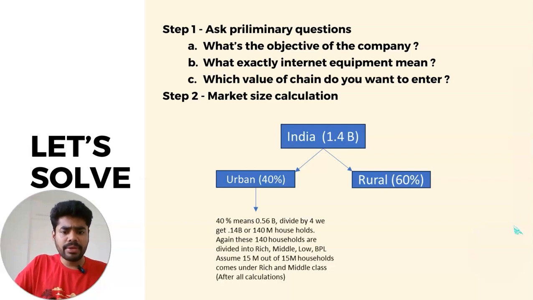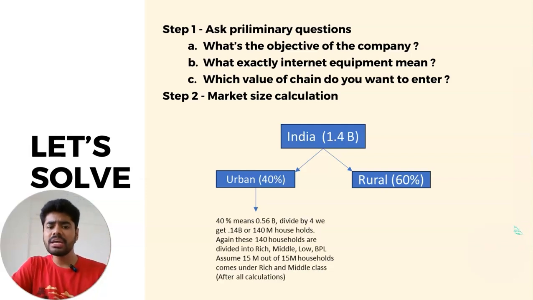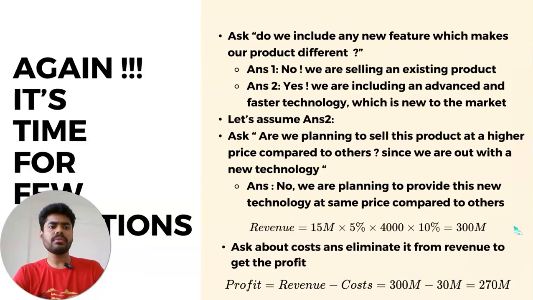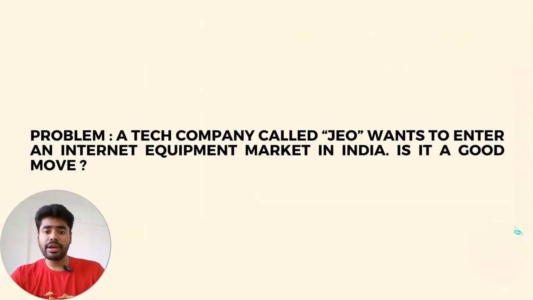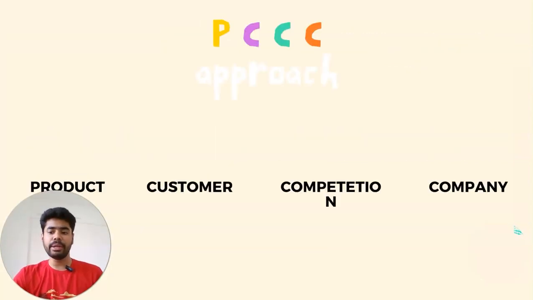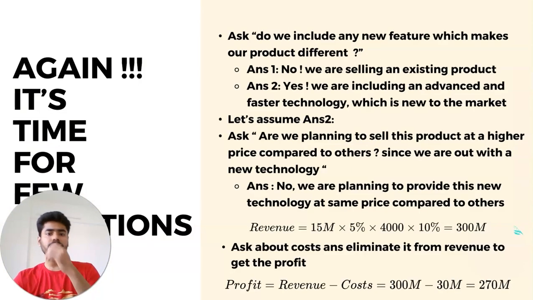Okay, let's assume that at the end, after all calculations, we ended up with a count of 15 million households that come under the rich and middle class people we considered. So again, it's time for a few questions. After getting that 15 million count, ask the interviewer: do we include any new feature which makes our product different? Now we are entering the product part of the PCCC approach.